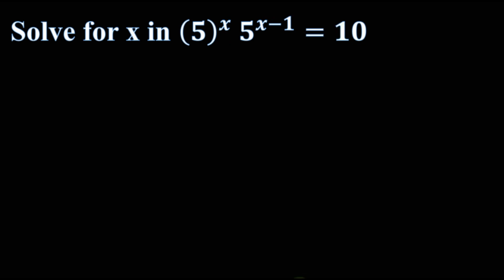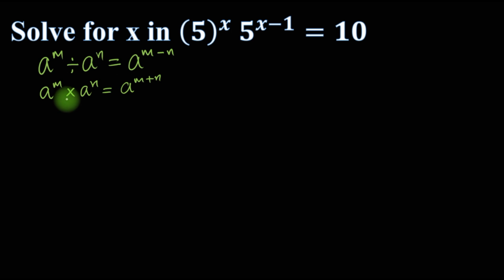One important thing that we need to know before we proceed is the laws of indices. We have the law of indices that a raised to m divided by a raised to n is equal to a raised to m minus n: the bases are the same, so we subtract the powers. The other law of indices is a raised to m times a raised to n is equal to a raised to m plus n, the multiplication law that leads to addition of the powers of the indices.